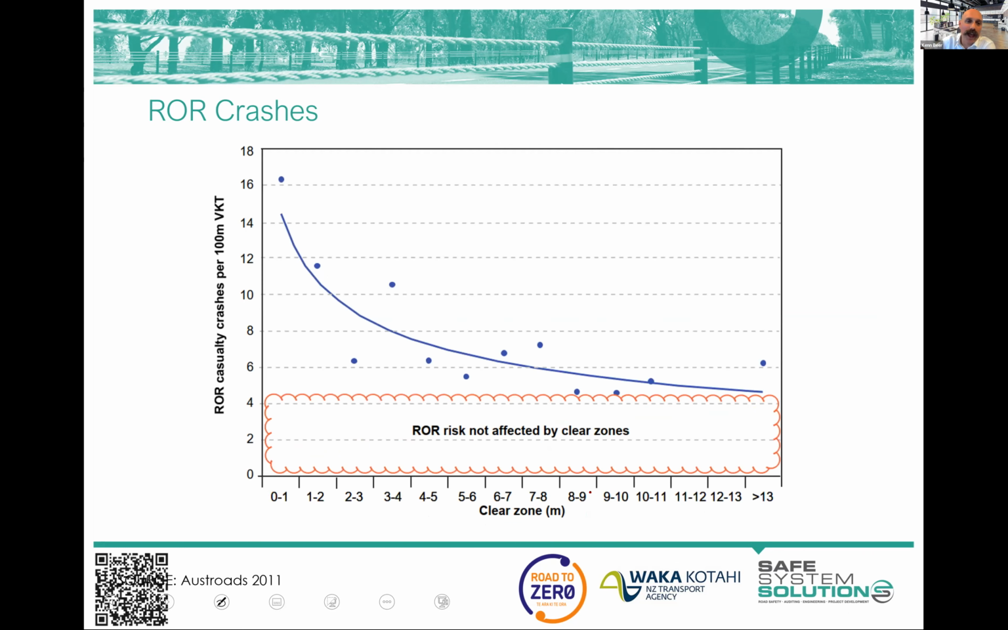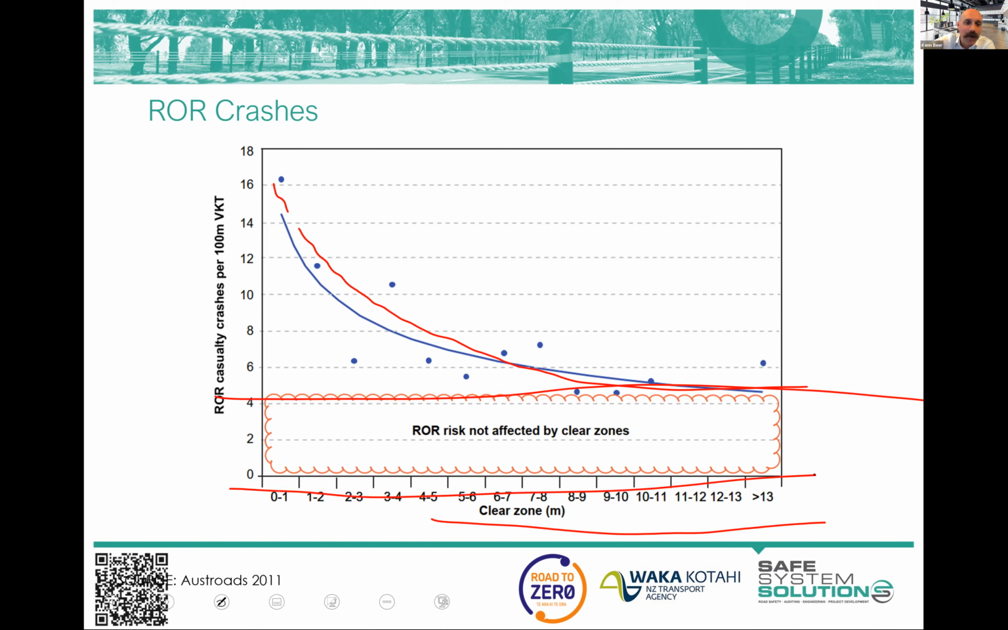And I've got a few graphs on that, but this is probably the most pertinent one, where we know that as you create cleared areas of hazards or clear zones, you reduce the chance of crash, but it never gets to zero.